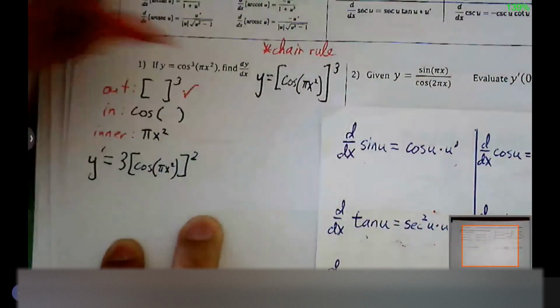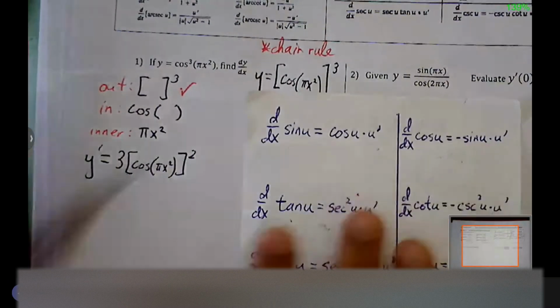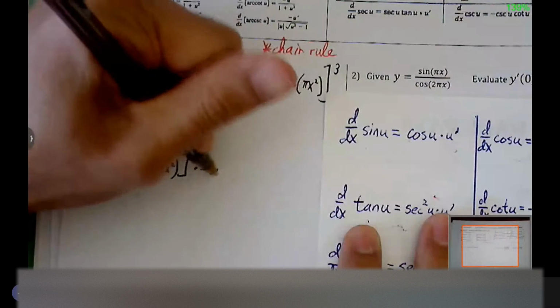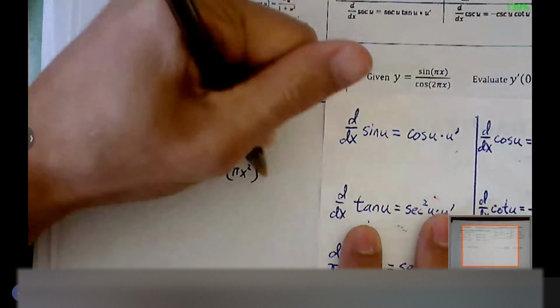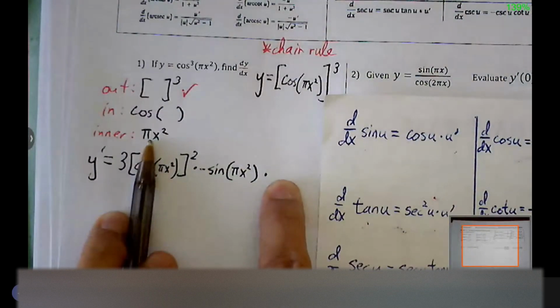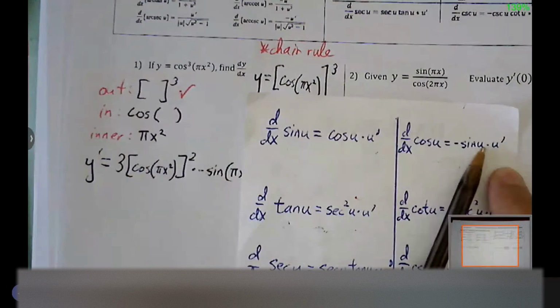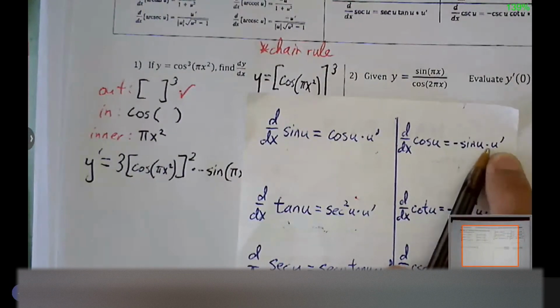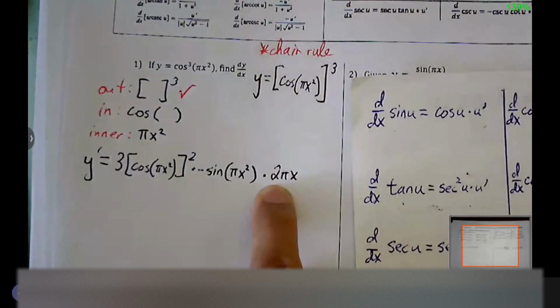Check that off. Next up is cosine's derivative. Cosine's derivative is negative sine. Insert the original. And finally, the inner derivative, pi x squared becomes 2 pi x. However, you could choose to just finish off this rule here: negative sine of pi x squared times 2 pi x. So either you apply that u prime here, or you do the inner here, but it's only going to show up once. Okay, it's a duplicate, so you don't want to do both things, either one or the other.